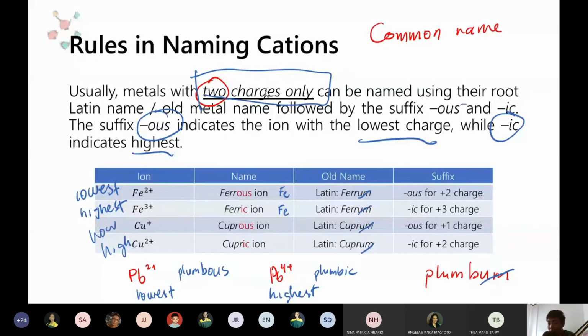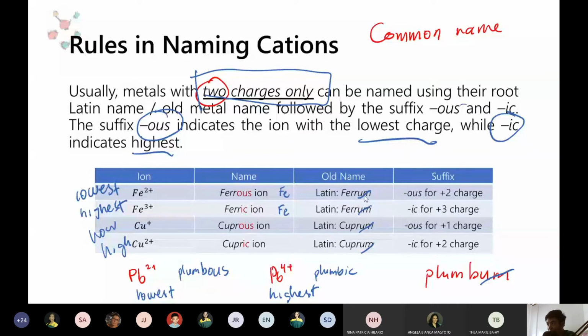What do you do here? You get the old name or the root name. For example, iron, ferrum; copper, cuprum; lead, plumbum; mercury, hydrargyrum; gold, aurum; silver, argentum. So, you take the old names. Then you remove the ending part, especially if it's Latin. But if it's not Latin, you don't remove anything, such as cobaltus and cobaltic. So cobalt, there's nothing to remove.